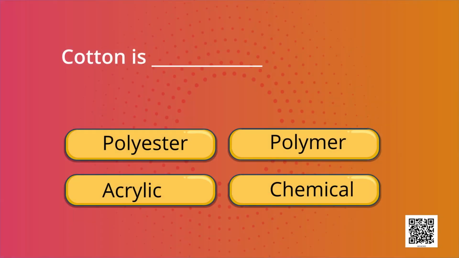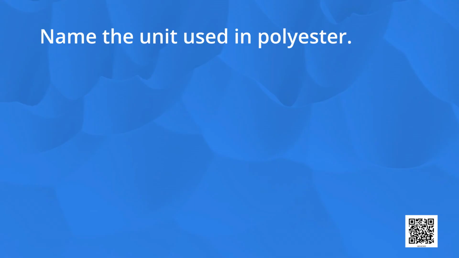Cotton is what? Polyester, polymer, acrylic, chemical. Cotton is a polymer which is also called cellulose, and cellulose is made up of repeating units of glucose. Now the next question: name the unit in polyester. And the answer is ester.